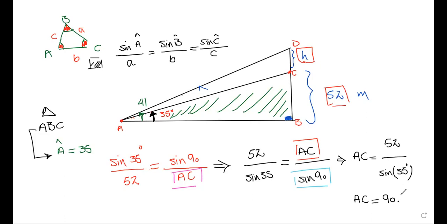Yeah, 90.67. Let's round it to 91. Is it okay? We say that it's roughly that. How did we do that? We assume that during the test you have the calculator. You find sine 35: you turn it on, press the button for sine, type 35, and it gives you that value. Divide 52 over this. And then the size of AC is how much? 91 meters.